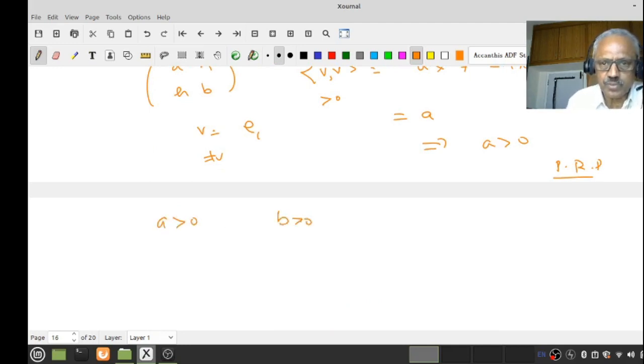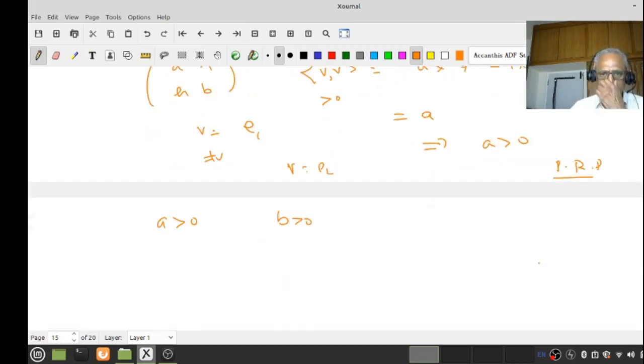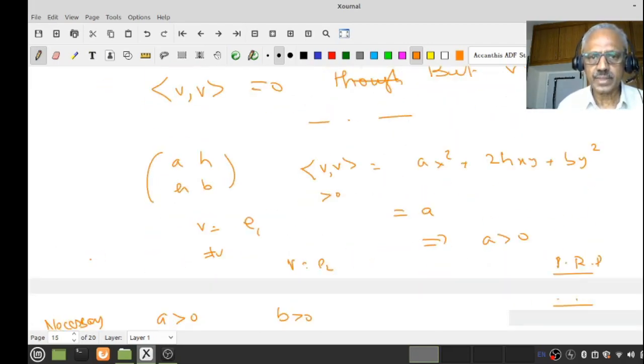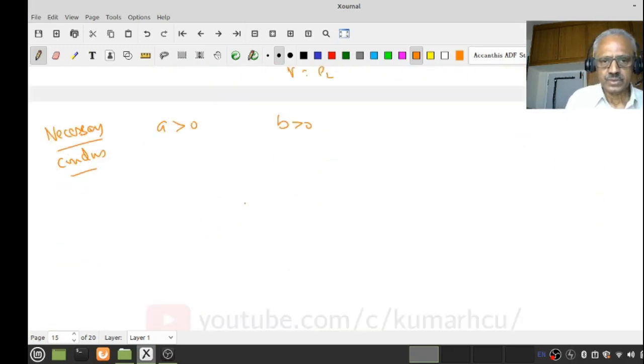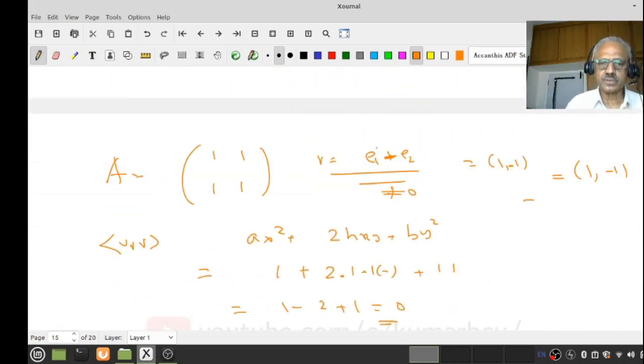Similarly, b is also positive, because if I take v equal to e2, what do I get? This is 0, this is 0, but then this will be b, right? Therefore, b is positive. So these are the necessary conditions. Next, the determinant of (a, h; h, b) cannot be 0. It should be non-zero. Let's look at the second example which I wrote, 1 1 1 1. This one's determinant is 0.